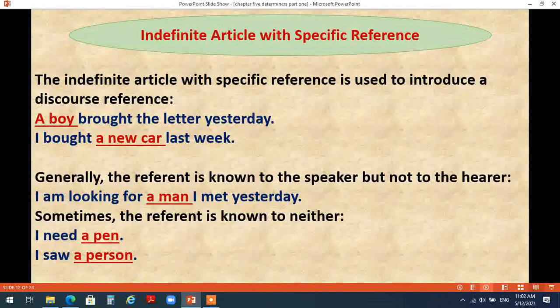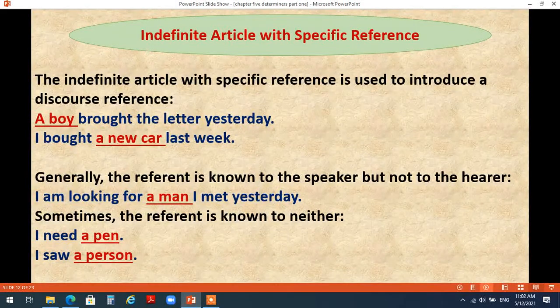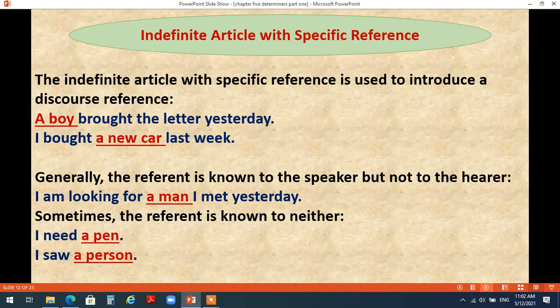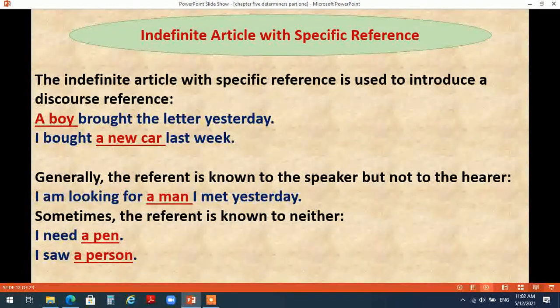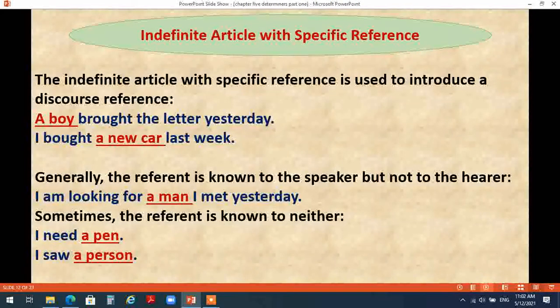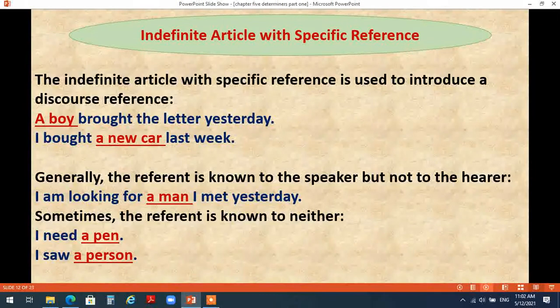Generally, the referent is known to the speaker but not to the hearer. أحيانا نستخدم ال indefinite article a حين يكون مثلا الشخص الذي نشير إليه معروفا لدى المتحدث لكنه ليس معروف لدى السامع. يعني المتحدث يعرفه والسامع لا يعرف ذلك الشخص، فبهالحالة نستخدم ال indefinite article a. For example, I am looking for a man I met yesterday. هنا a man I met yesterday يعني معناها هذا الرجل هو معروف بالنسبة للمتحدث لأنه he met him the day before، لكنه غير معروف للقارئ أو للسامع.